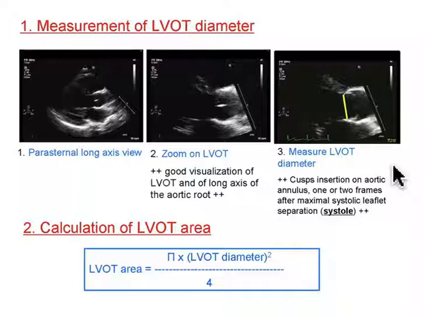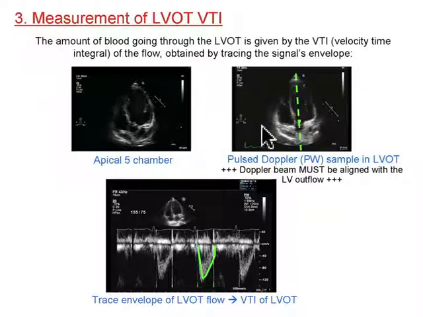And that's going to be an important part of this whole cardiac output. So what the machine does is you lock in that value, and the machine immediately squares that value, times it by pi, divided by 4 to give you the LVOT area. So it takes the diameter, converts it into the area, and then the next thing you're going to do is measure the velocity time integral across that aortic valve. What does that mean?